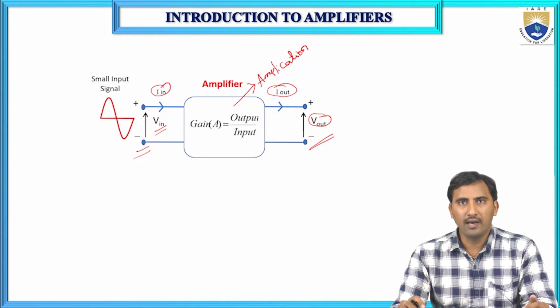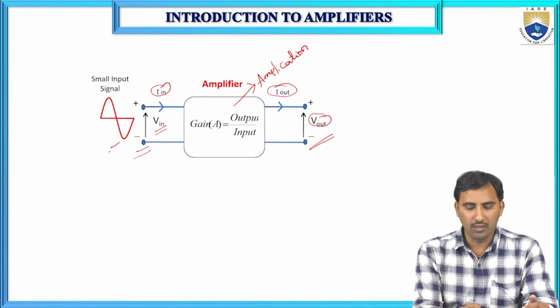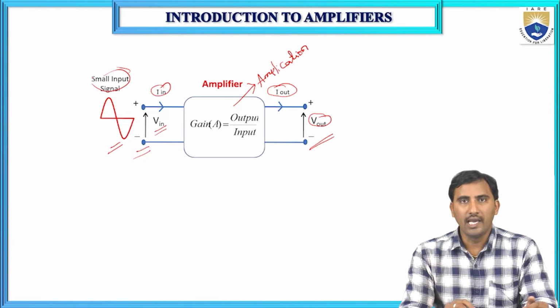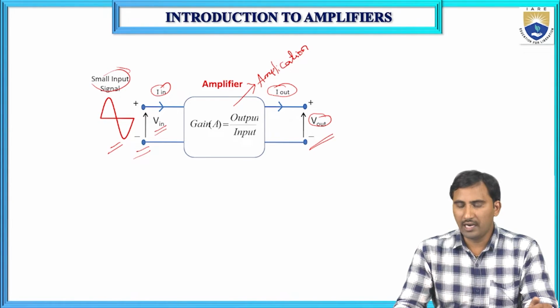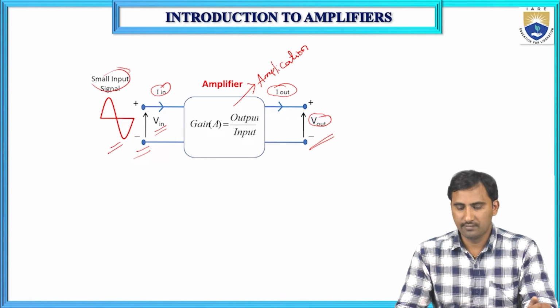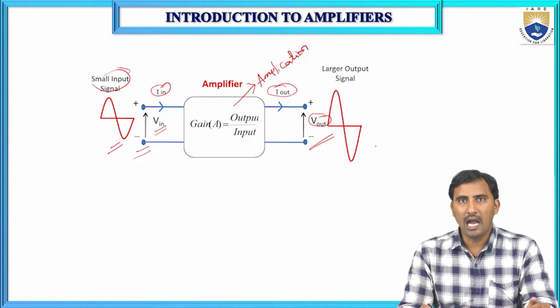Here the amplifier amplifies the given input signal. Consider a small input signal like this. The small input signal will be amplified, and the amplified version of the given input signal we get at the output side of the amplifier. So finally you get the amplified version of the output signal like this. And there are different types of gains.